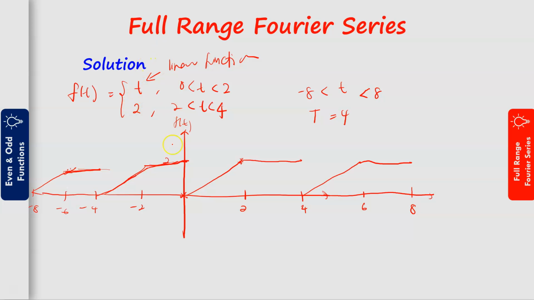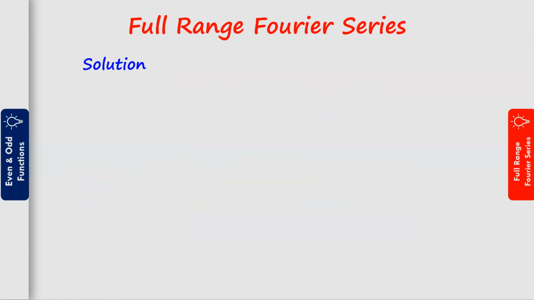So now class, we have answered question A. We want to solve question B, which asks us to find the Fourier series. To find the Fourier series, first you need to find the coefficients A0, An, and also Bn. Let's start with this A0.